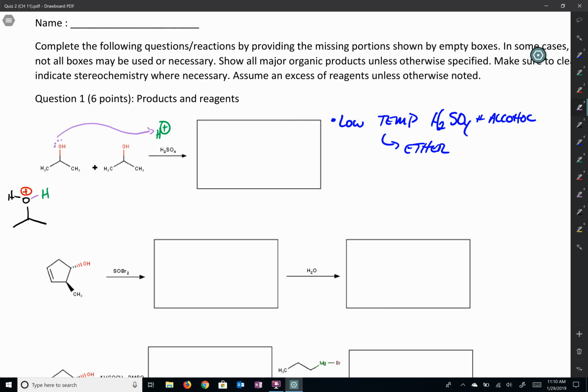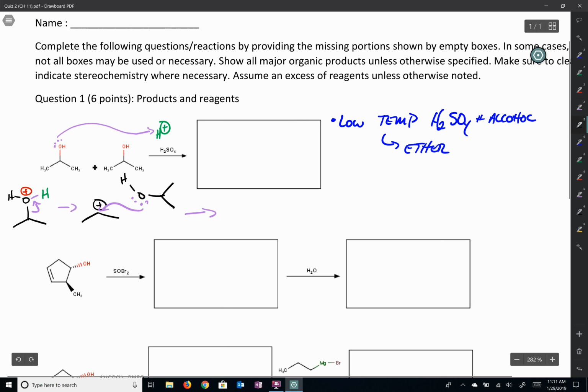We've got a secondary position here, so it's okay at forming a carbocation. It could potentially do an SN2 if we had a better nucleophile, but either case, we'll go through and generate a carbocation in this case, and we'll bring in our second equivalent of alcohol to bond there. Now we have the beginnings of our ether.